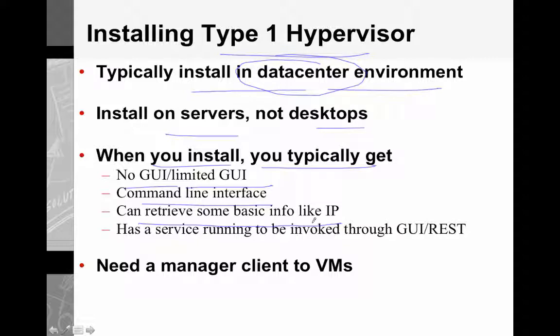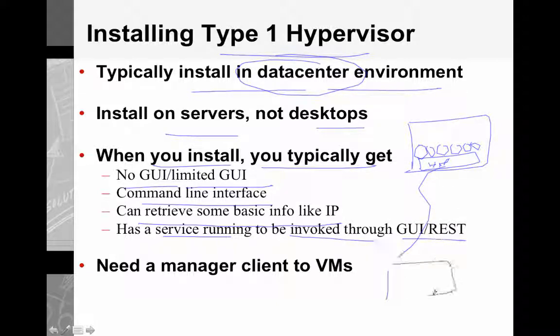That's about it. But it may have a service running which can be invoked through GUI or REST protocol. Remember I said to you, in type 1 hypervisor, you have a server. On top of it, you put the hypervisor, and then you have to install the VMs, or the virtual machines on top of it, the operating systems on top of that. But in order to do that, what you would need is some kind of a client software, which is your management software, and then you would use the management software to go in and install operating systems on these different servers that may be in data centers. That's the installation process for a type 1 hypervisor.